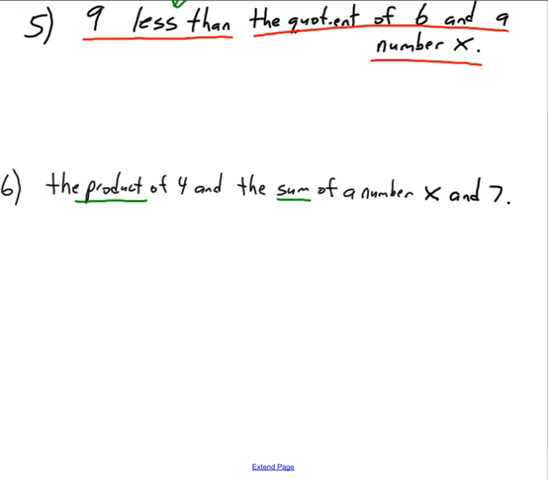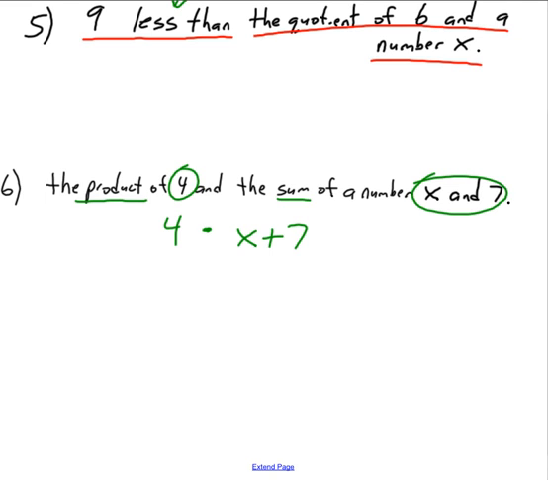So we have the product of 4, so that's one of the things that we're taking the product of. And the second thing we're taking the product of is all of that, okay? So we have the sum of x and 7, which looks like this. Sum is addition. And then we have the product of 4 and the sum of a number x and 7.